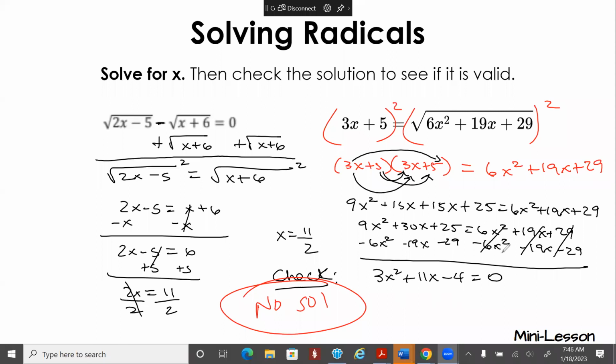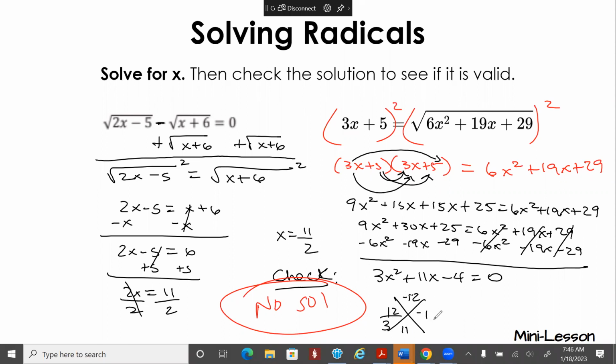You could factor this now. Let's say you ain't that good at factoring. What I'm going to tell you to do is graph it, see where it crosses the x-axis. If you want to factor this, you would do a times c, which is negative 12. B is 11. What two numbers can I multiply together to get negative 12, but add together to get 11? That's going to be 12 and negative 1. So this would be, and then we have a is 3.